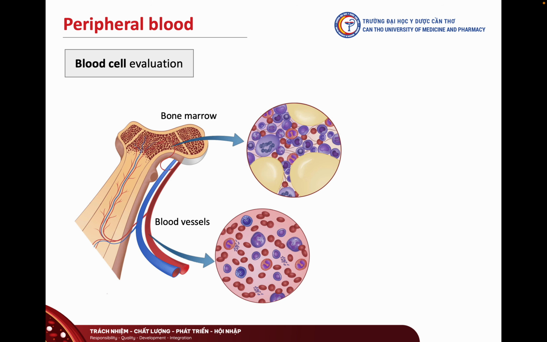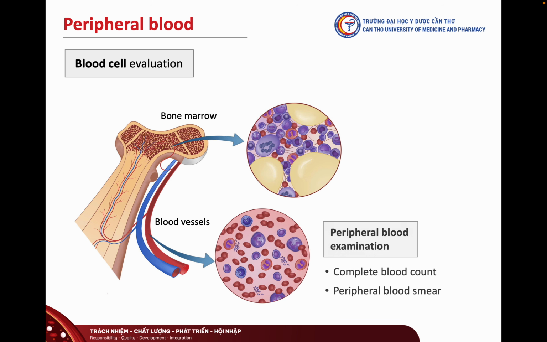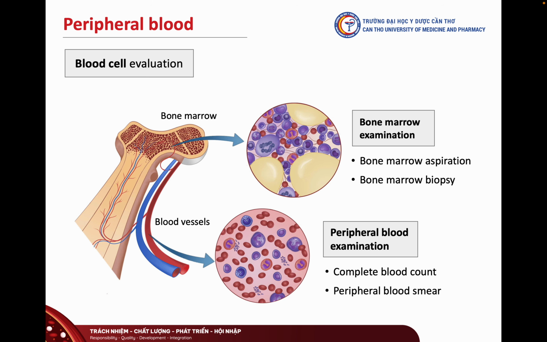In our clinical practice, we have several tools to evaluate the blood cells. These include tests on the peripheral blood, such as the complete blood count or peripheral blood smear. We also have more invasive procedures to examine the bone marrow, like bone marrow aspiration and bone marrow biopsy. However, in today's lesson, we will not focus on the bone marrow or the central hematopoiesis.